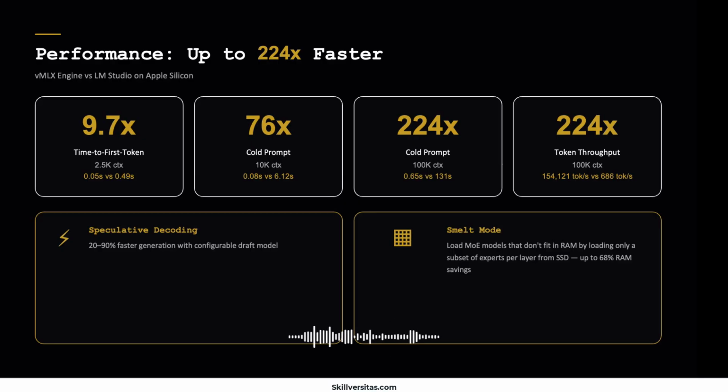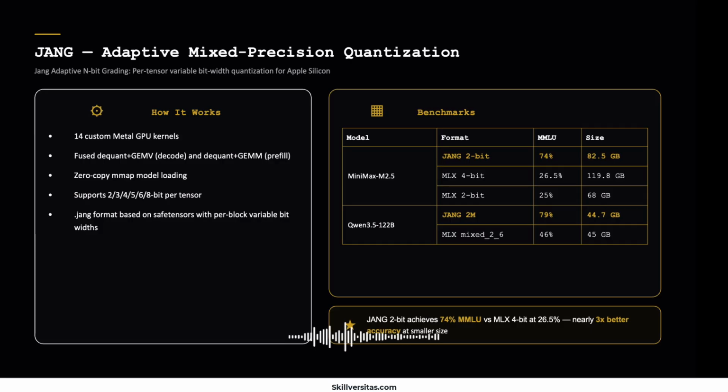Okay, let's move to quantization, because this is genuinely clever. Most AI models use a fixed bit width for everything, say 4 bits per parameter, but MLXStudio uses something called JANG. JANG stands for JANG Adaptive N-Bit Grading. It's a per-tensor variable bit width quantization method designed specifically for Apple Silicon. They wrote 14 custom Metal GPU kernels to make this work: fused dequantization and matrix multiplication, zero-copy memory mapping, and it supports 2, 3, 4, 5, 6, and 8 bits per tensor.